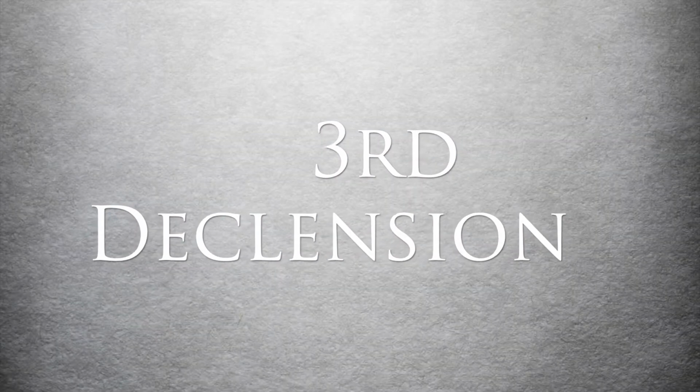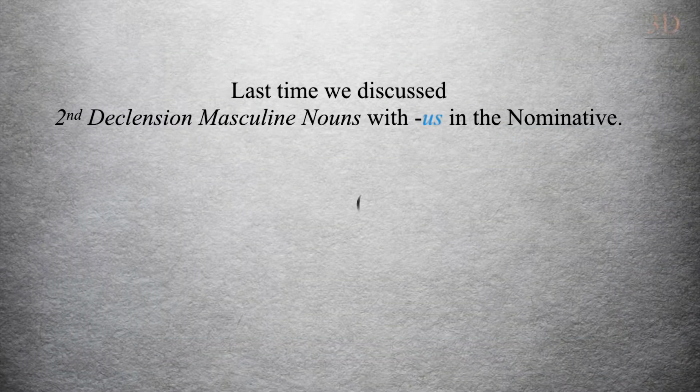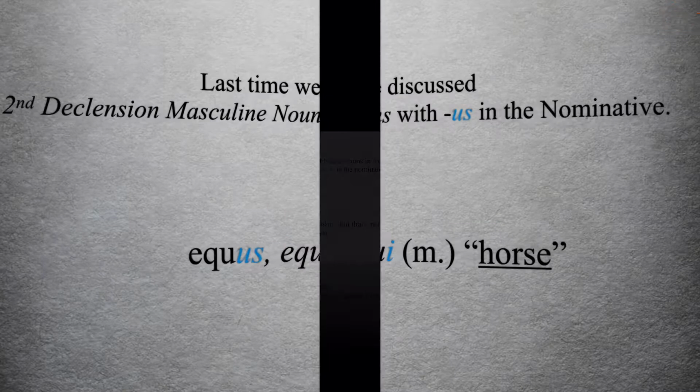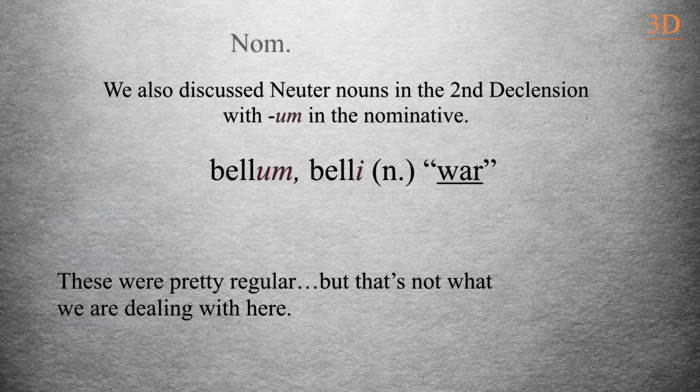The third declension. If you recall, last time we mentioned there are 5 groups of nouns called declensions. Last time we discussed second declension masculine nouns with us in the nominative, as in equus, meaning horse. See, there's that us in the nominative and i in the genitive. We also discussed neuter nouns in the second declension with um in the nominative, as in bellum, meaning war. These were pretty regular, but that's not what we're dealing with here.